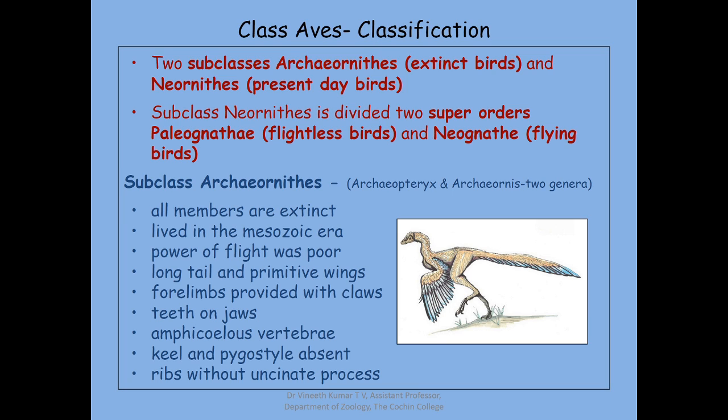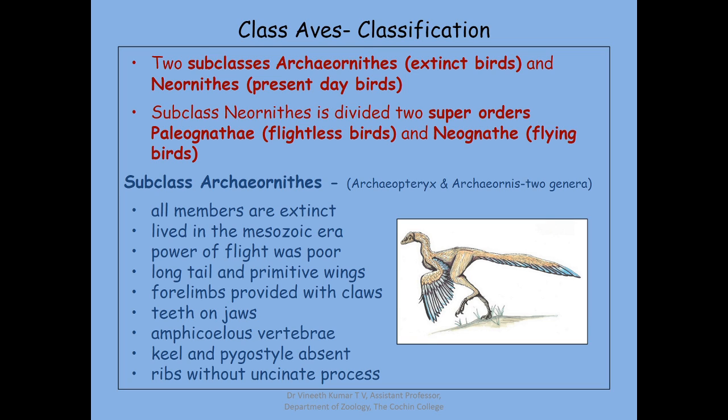The subclass Neornitis is again divided into two super orders. They are Paleognathae, which includes the flightless birds, and Neognathae, which includes the flying birds. So we are going to see these classes and their examples. The first one is the subclass Archaeornitis.